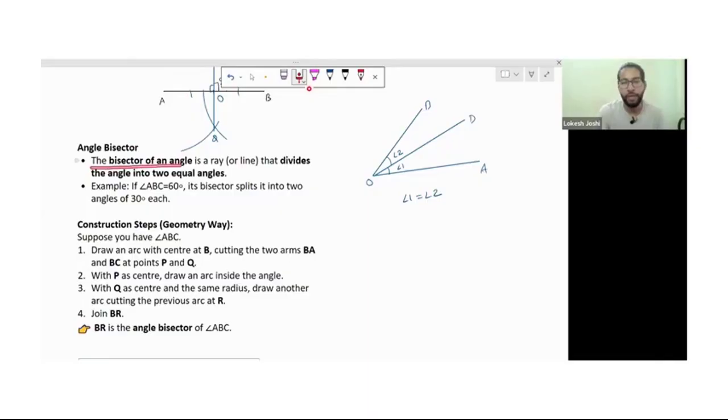The bisector of an angle, which is OD there, is a ray or line that divides the angle into two equal angles. It divides angle AOB, which is this complete one, into two equal parts, angle 1 and angle 2. An example is given there; you can construct this one by yourself. If angle ABC is equal to 60 degrees, then its bisector splits it into two equal parts, and they will be 30 degrees each.